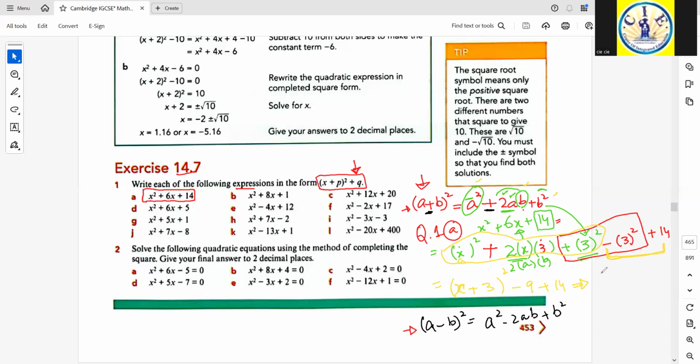Simplifying it, we get x plus 3 whole squared plus 5. So if you compare this with the given format, we are done with the completion of the square in this term, and a constant term should be there. The constant term in this case is 5. So we can also say that p is 3 and q is 5. So that completes part A.